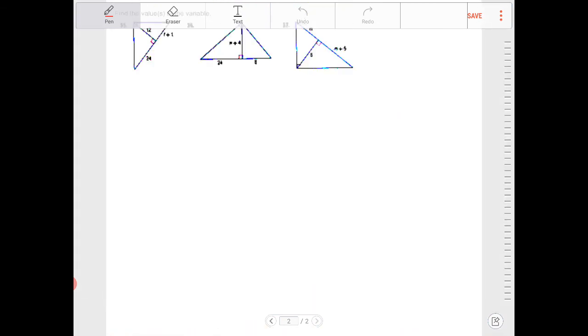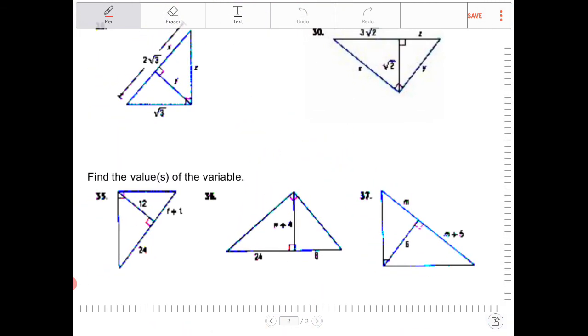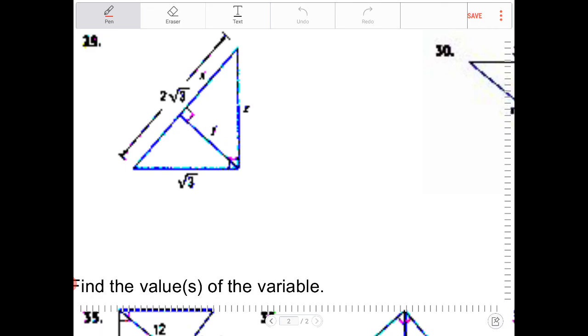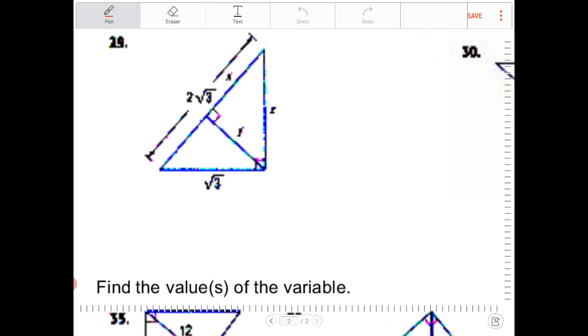All right, last couple of problems here. 2 square root of, that is 2 square root of what? 2 square root of 3. So this guy right here is 2 square root of 3. This is square root of 3. And this is x. No, this is z. This is x. And this is y.